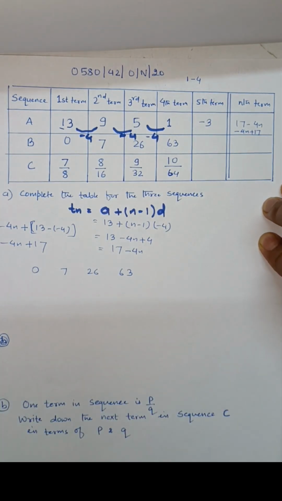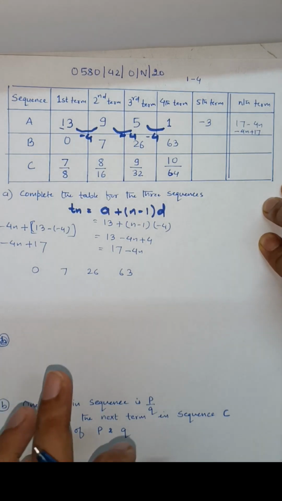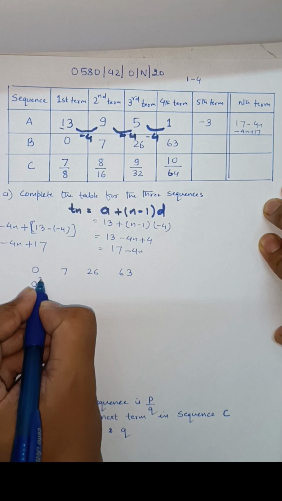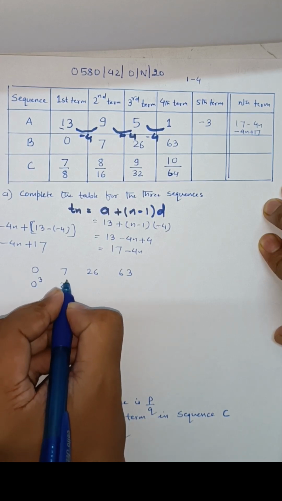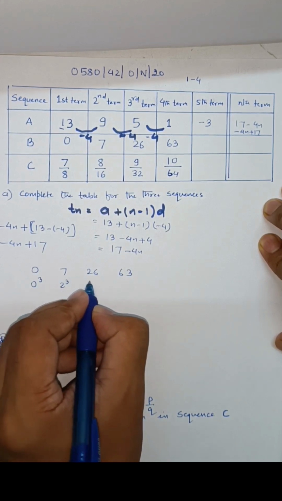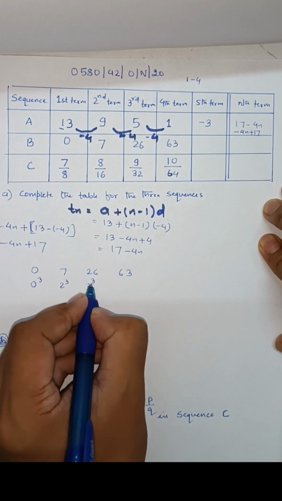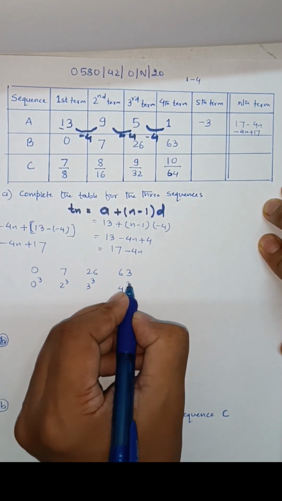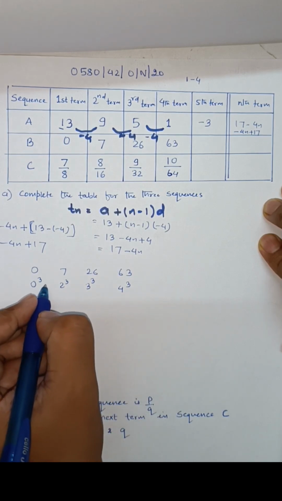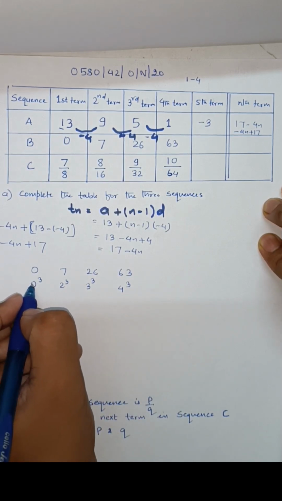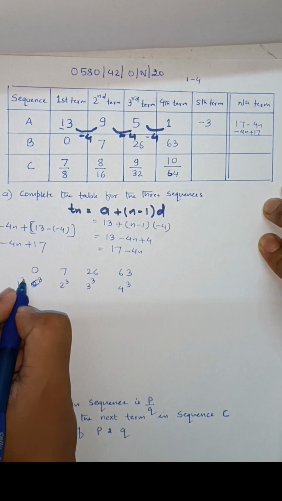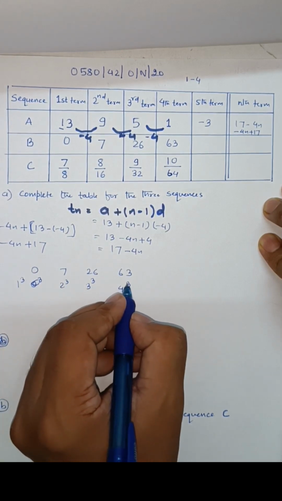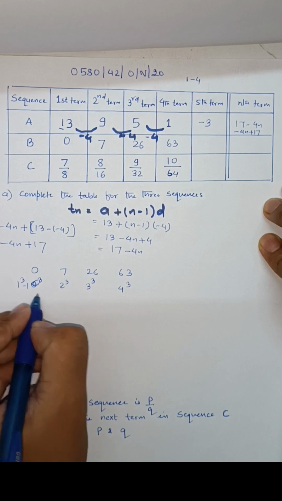So how can we solve this? There is another way. We just have to think what we can do. If I think of cubes, 2 cubed is 8, right? If I say 3 cubed, that is 27, which is nearby 26. 4 cubed is 64. And if you see here, my bad, it's 1 cubed. So 1 cubed, 2 cubed, 3 cubed and 4 cubed. Now if I subtract 1 from each.